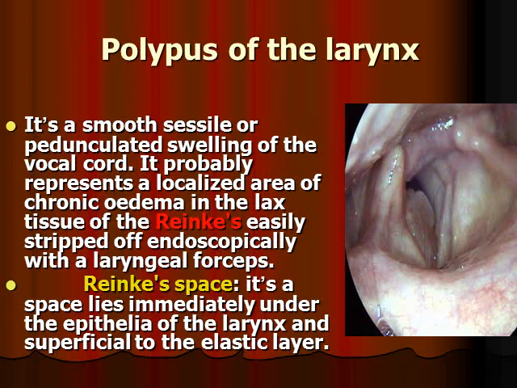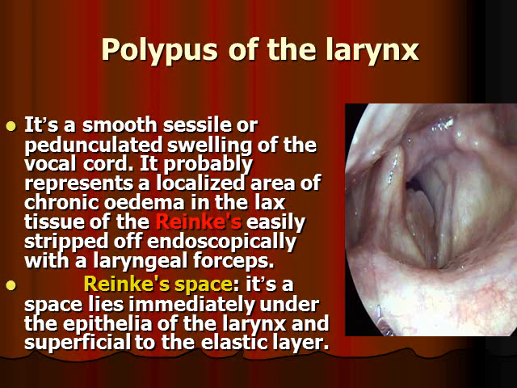Another common disease is the polyps of the vocal cords or the larynx. The polyps are smooth sessile or pedunculated swellings of the vocal cords. As you can see, this is the true vocal cord, and this is the false vocal cord, and this is the affected cord on the other side, and this is the false cord.